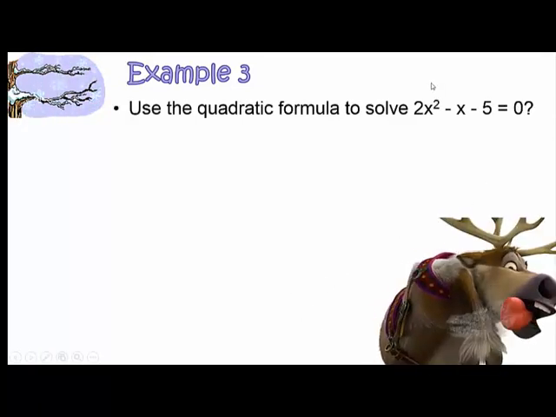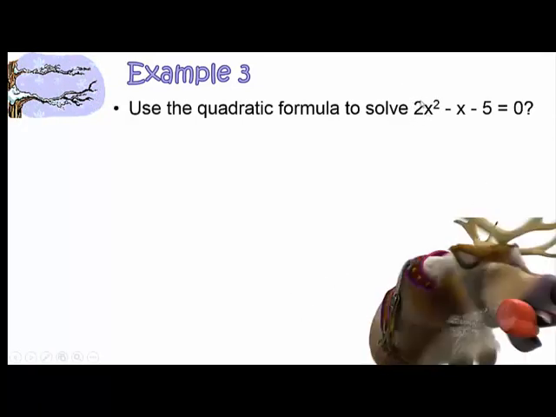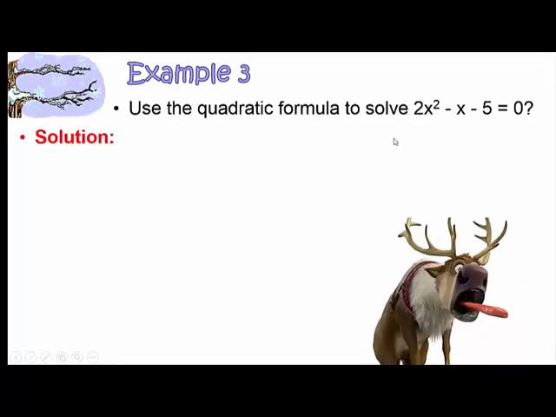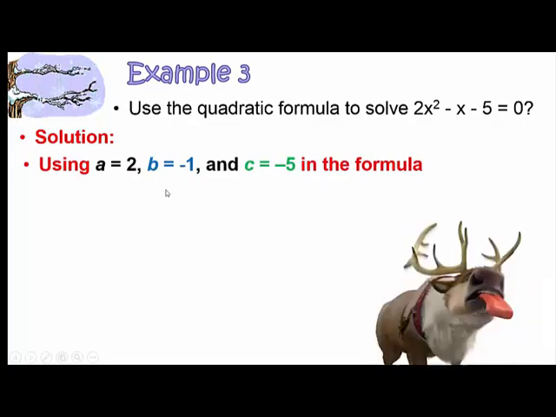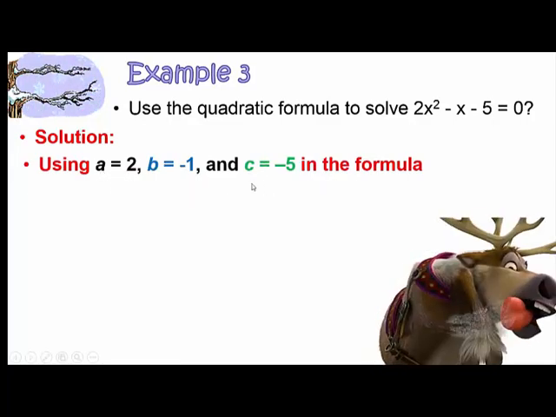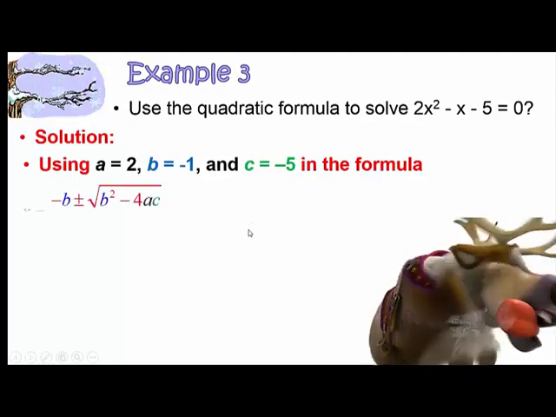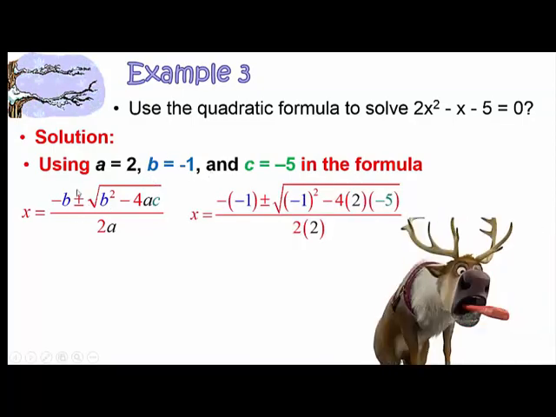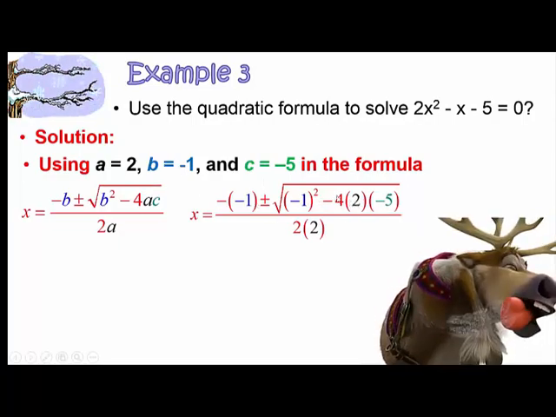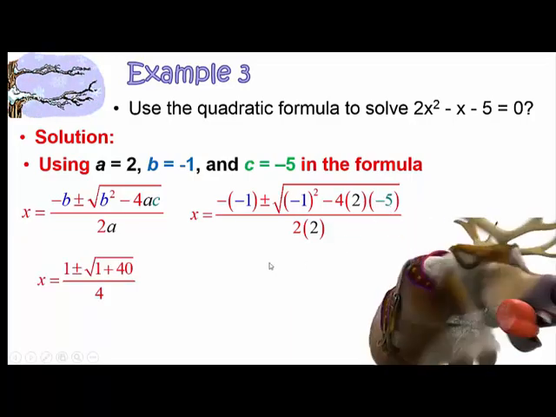Similarly, for example number 3, but this time we have our A is not 1 but 2. So again, we designate which is our A. Our B turns out to be -1, and our C is -5, as displayed here. And again, as before, we plug it into our quadratic equation. Where we see B, we'll put -1. Where we see A, we will put 2. And where we see C, we'll put -5. And then solve as usual.